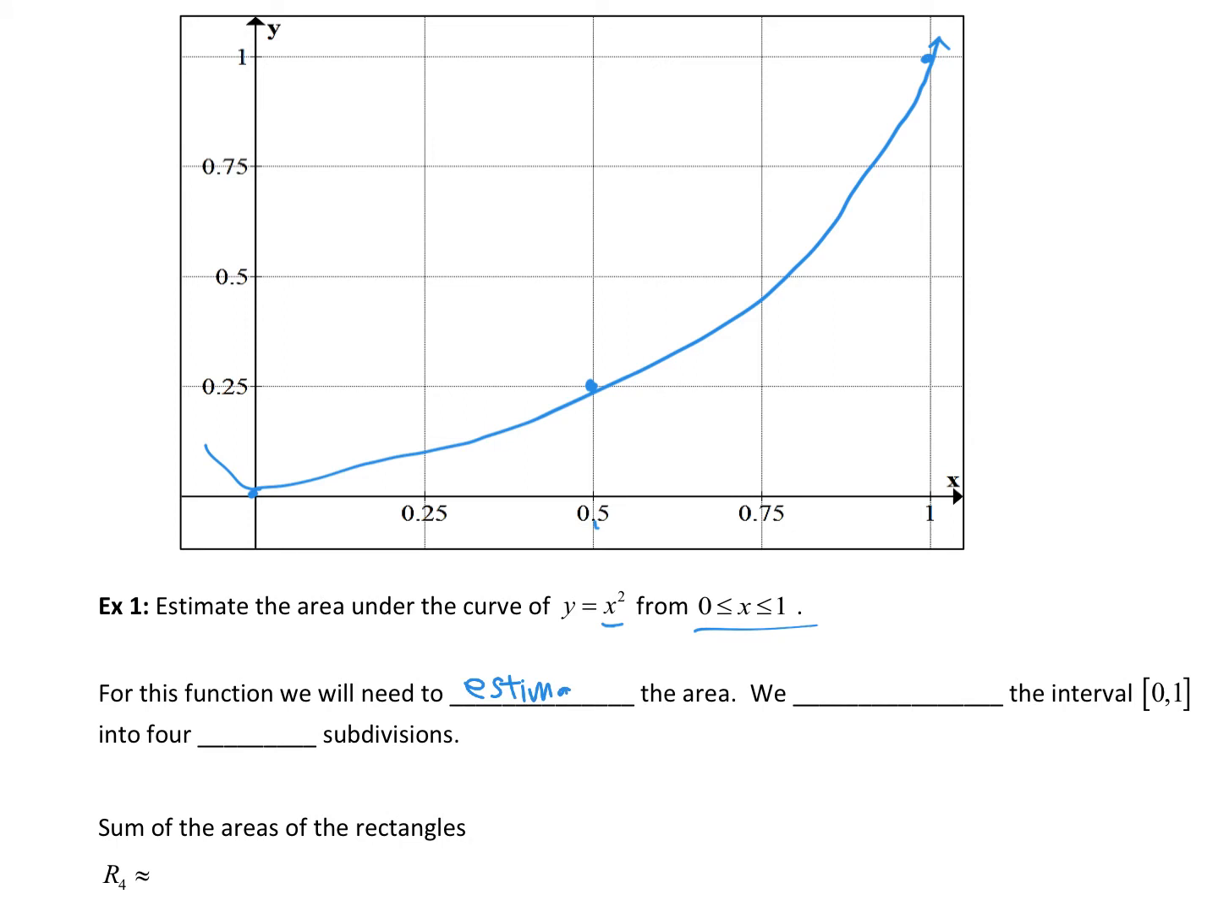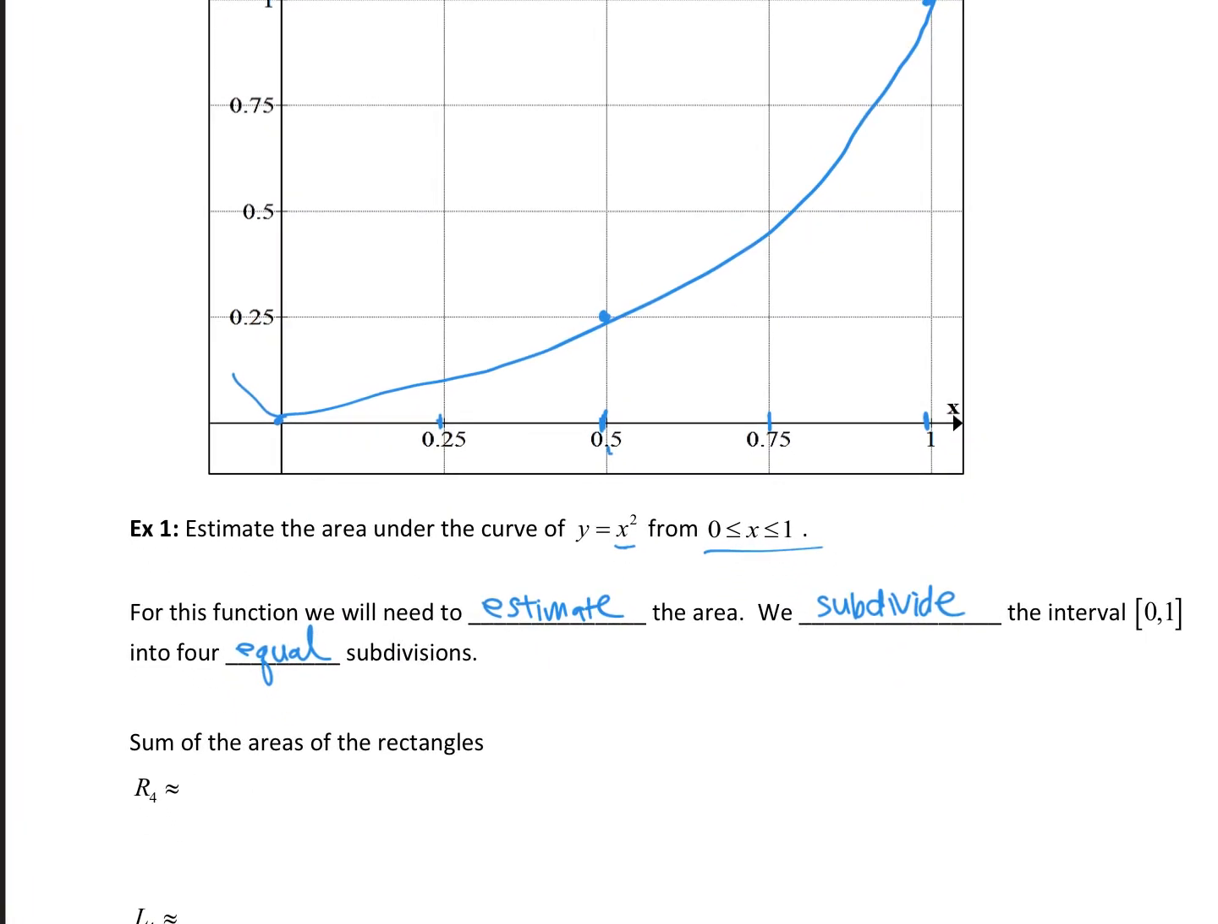Estimate. So this is our strategy. We'll subdivide the interval 0, 1 into 4 equal subdivisions. So we'll do here, here, here, here. So we have 1 interval, 2 intervals, 3 intervals, 4 intervals. So I'll divide into 4 subdivisions, right? And this is what we're going to do.